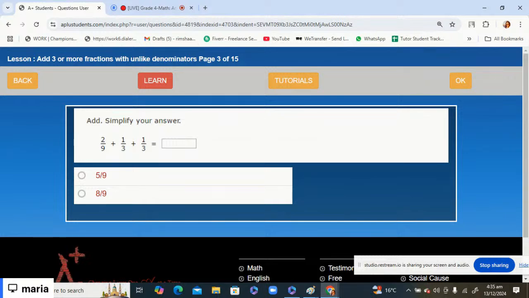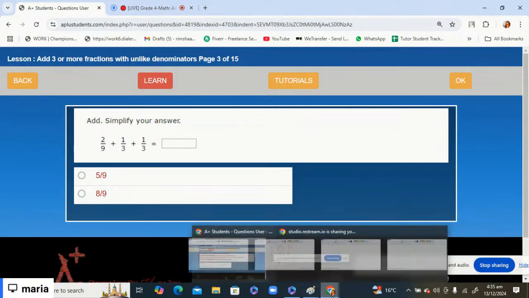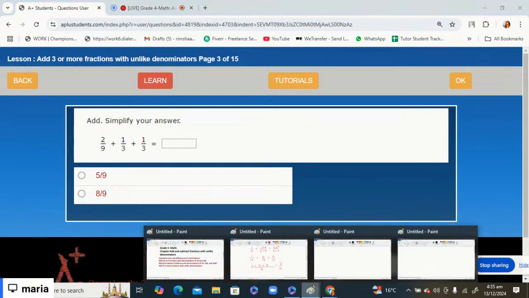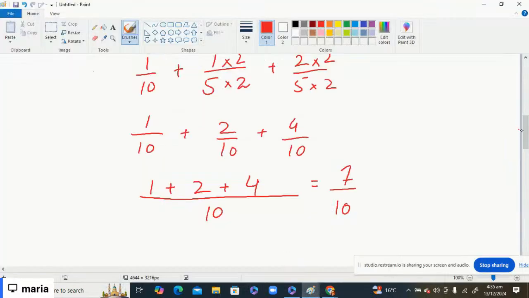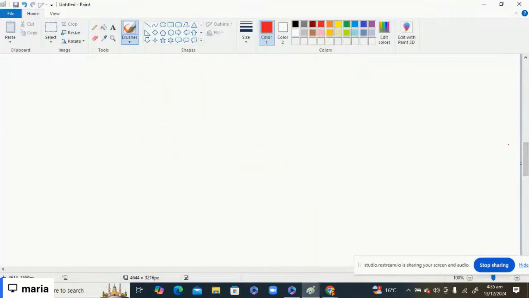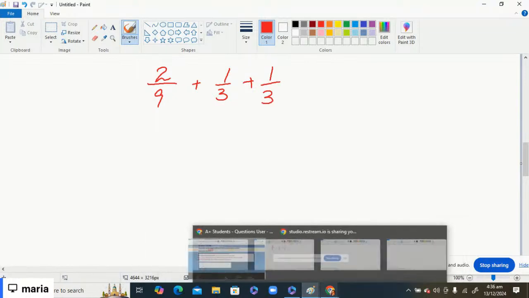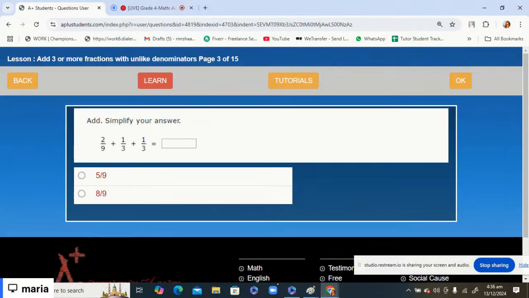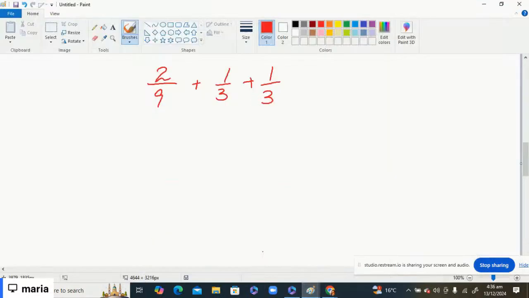So here is 2/9 plus 1/3 plus 1/3. How does it become equal? 2/9 plus 1/3 plus 1/3. Is that the question? Yeah. So solve it and then tell me. 2/9 plus 1/3 plus 1/3.